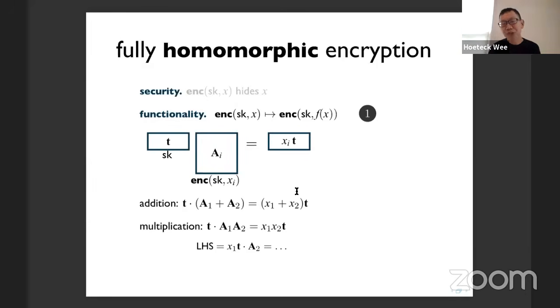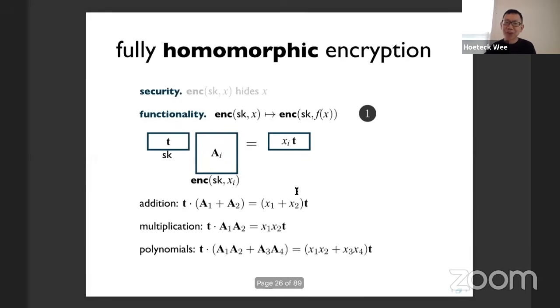Okay, in fact, by straightforward induction, this scales very well to any polynomial. For example, if you want to get an encryption of X1 times X2 plus X3 times X4, you just multiply A1 by A2, plus A3 times A4. In fact, this scales to any polynomial.